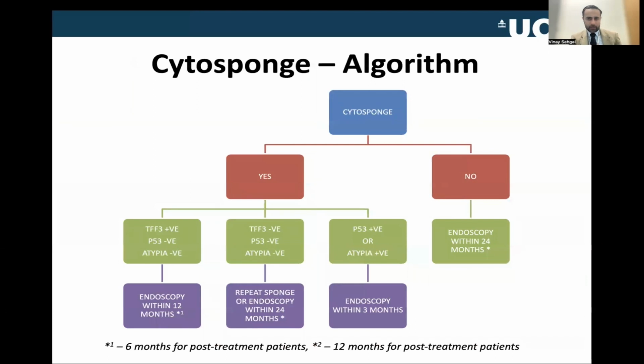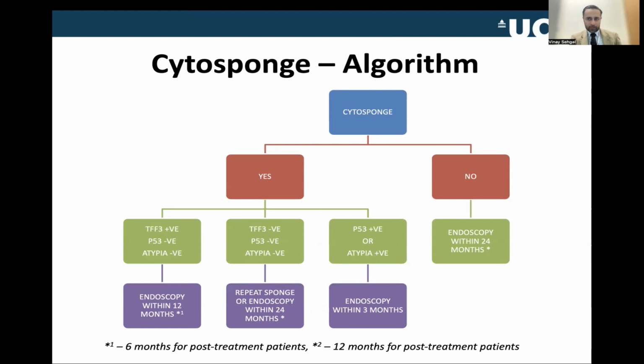So we developed a simple algorithm for these patients based upon molecular markers seen on the Cytosponge. The patients that had agreed to have the Cytosponge, we deemed them to have a high-risk result if they were positive for P53 and or atypia. In this group of patients, we offered an endoscopy within 3 months. In the other group of patients, those who were TFF3 positive in isolation, but had no evidence of P53 or atypia positivity, their endoscopy was deferred for 12 months or 6 in the case of post-treatment patients.